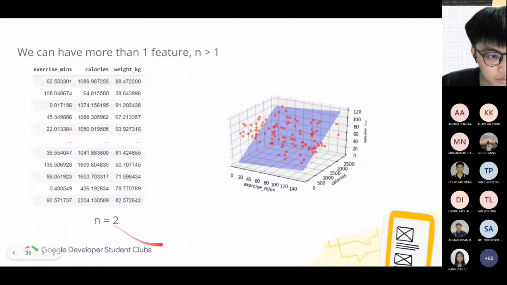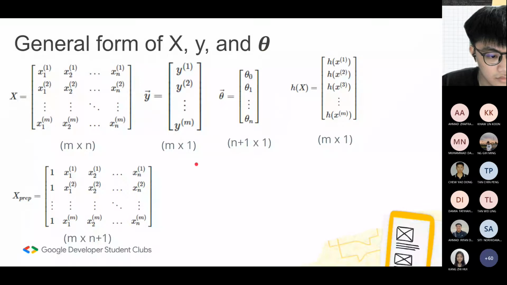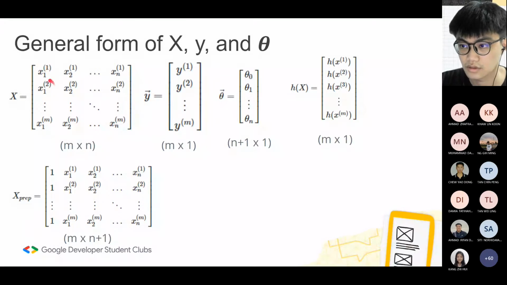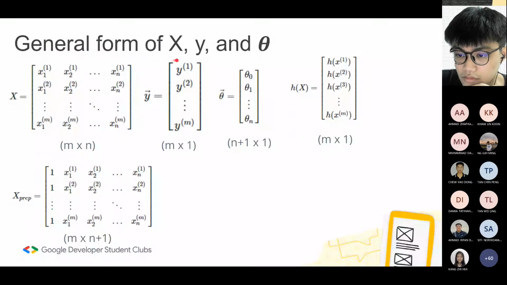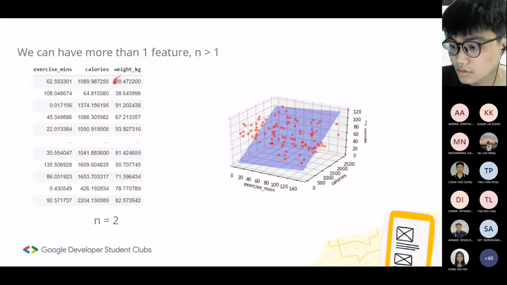Right. So in general form of x, y, and theta. In general form, x is like what we learned just now. X has only one, like x subscript 1, and the one in the bracket is actually the training example, the training set we are referring to. So essentially we only have this one column for the univariate. In multivariate, we expand this whole vector into a matrix of m times n, where n is the number of features. In this case, we have 2, so we have two features right here. For y, it's the same thing, because for each of these we only have one expected output, which is 88.47 and so on.